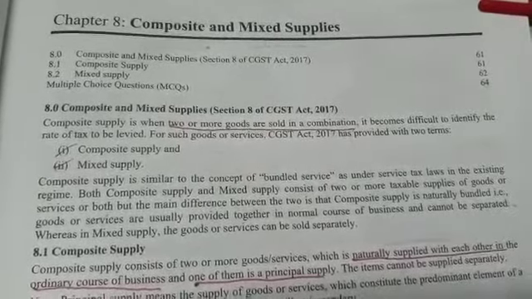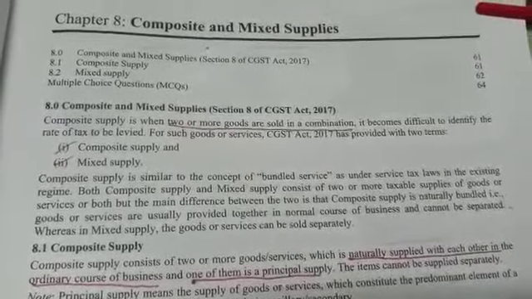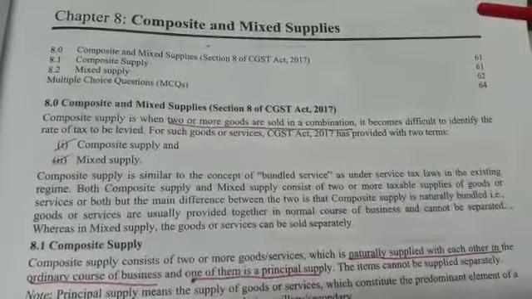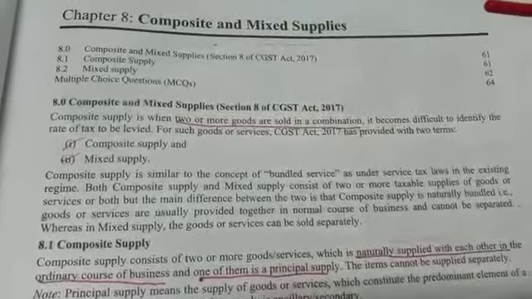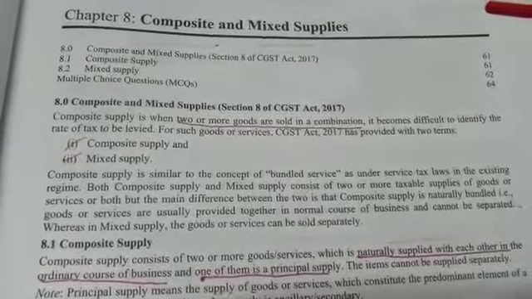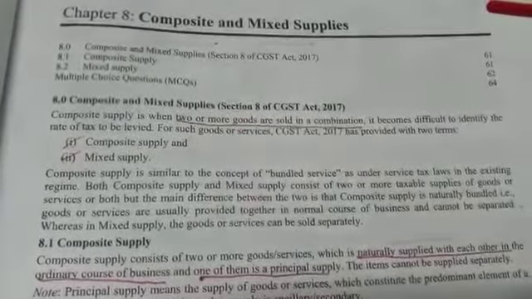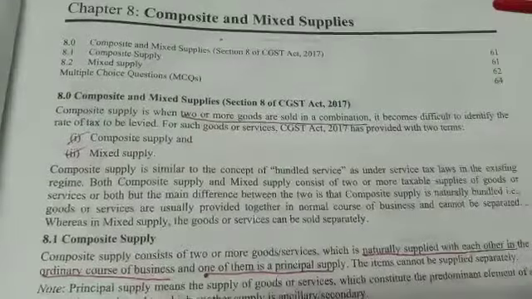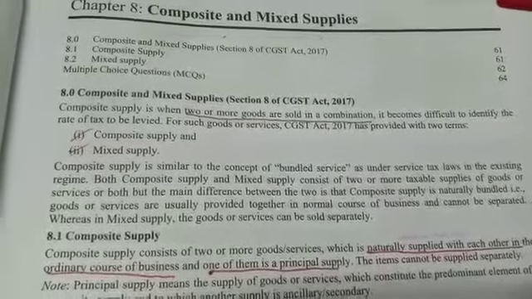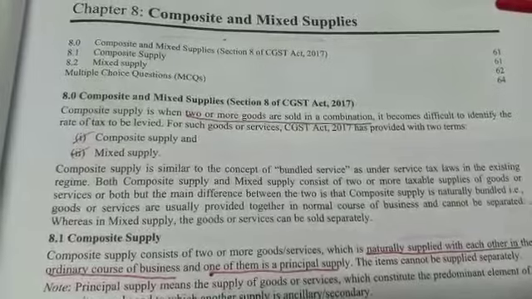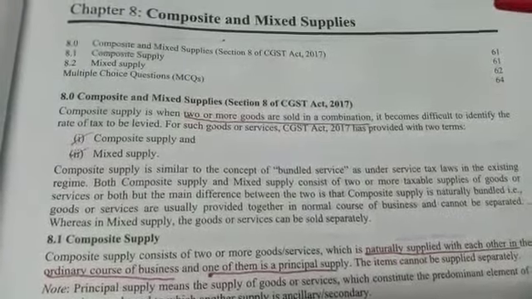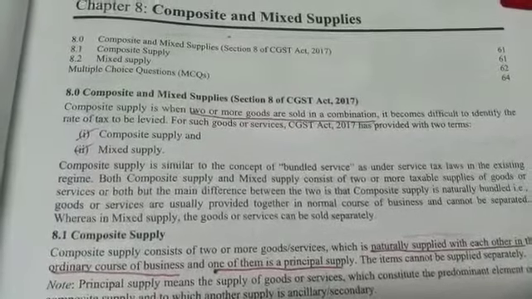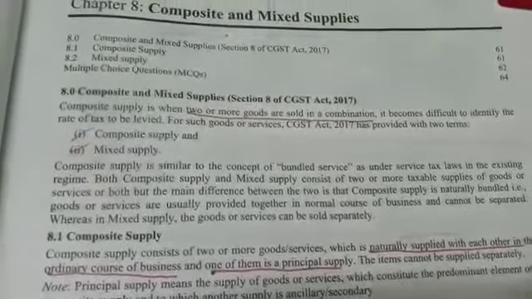Both composite supply and mixed supply consist of two or more taxable supplies of goods or services, or both, but the main difference between the two is that composite supply is naturally bundled, that is, goods and services are usually provided together in the normal course of business and cannot be separated, whereas in mixed supply the goods or services can be sold separately.